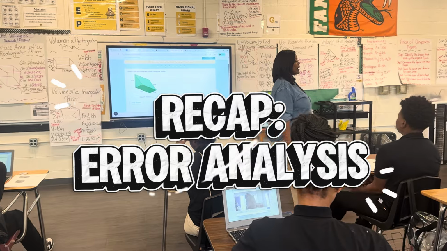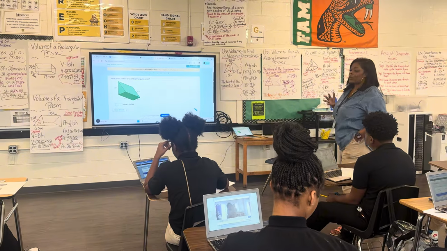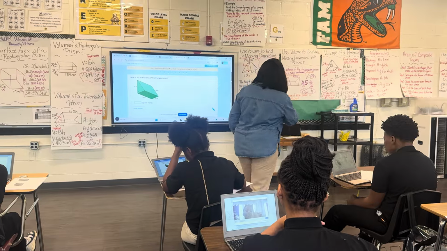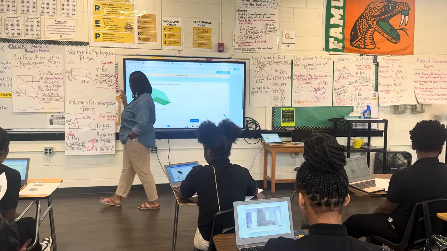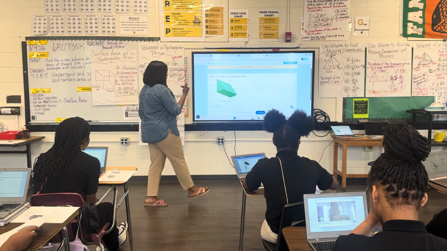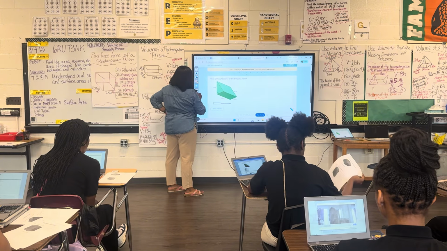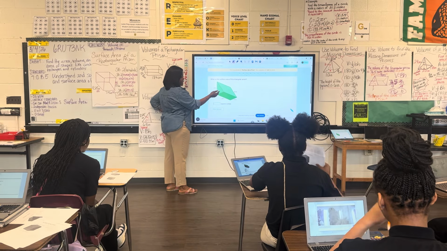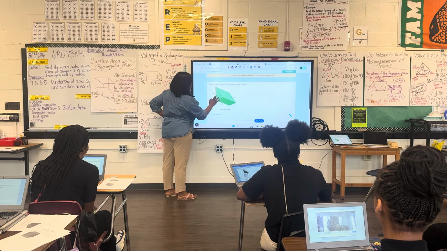So I've noticed from the results of your exit ticket that the one everyone mostly missed was number 3. Number 3 is finding the surface area of a triangular prism. I'm almost certain that your misconception was identifying the base of this triangle. Almost certain. All right? So let's focus on this triangle.